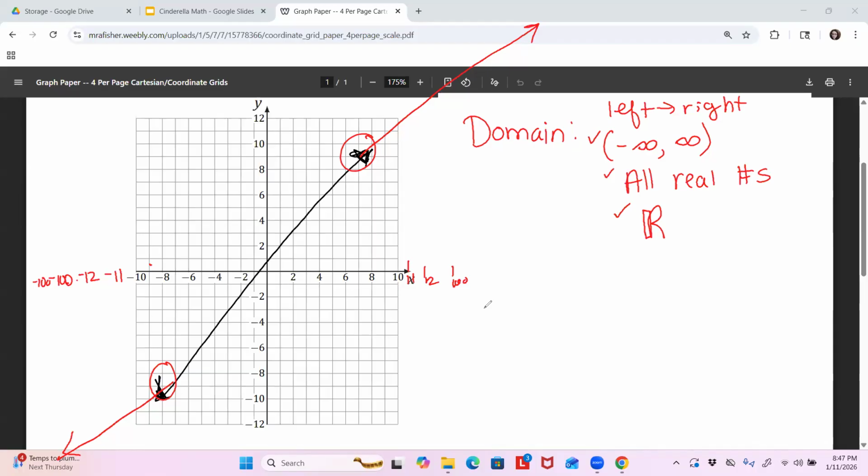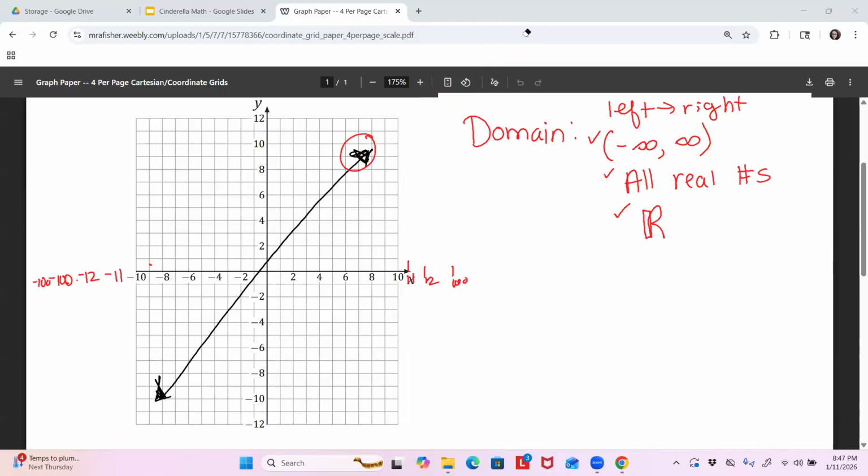All right? It will depend on your teacher which one they want. Certainly if you're older, like Algebra 2 and above, you're probably going to do the infinities. If you're a little younger, ask your teacher. Okay? They're all right, though. Okay, so that was left to right, so that was our domain.